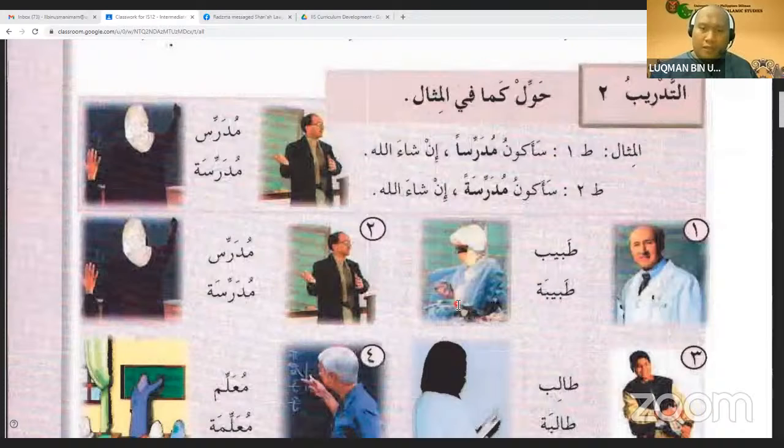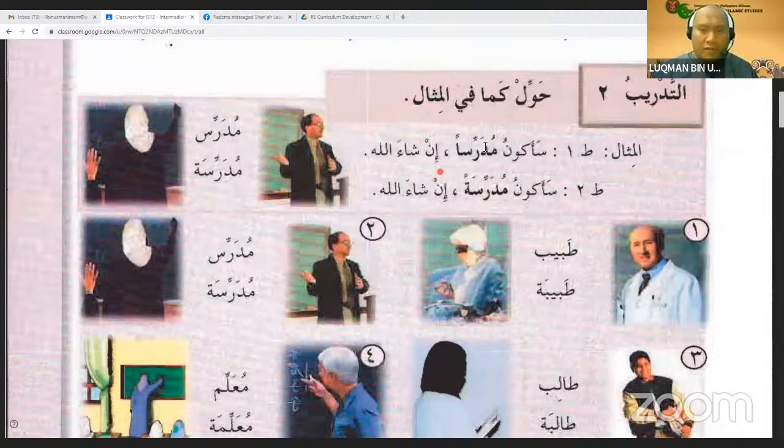Okay, التدريب الثاني حول كما في المثال. So you just have to transform like in the example. So from here, مدرس, then مدرسة. So from masculine, you use the feminine form of the noun. So سأكون مدرسا إن شاء الله. I will become a teacher إن شاء الله. سأكون مدرسة إن شاء الله. I will become a teacher إن شاء الله.